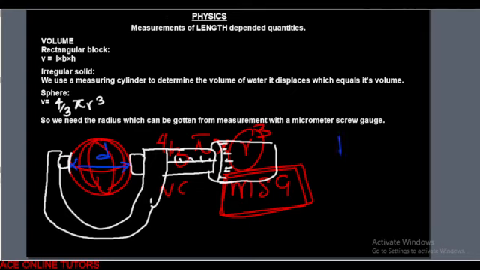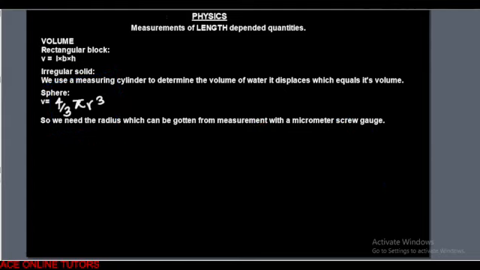So you measured the diameter. That's what the micrometer screw gauge can measure. Even if you use vernier caliper, that's what it will still measure. So how do you get the radius? The radius is just the diameter divided by 2. So whatever you get, you divide this by 2, then you use it in this formula. So that's how you are going to get the volume of the sphere.